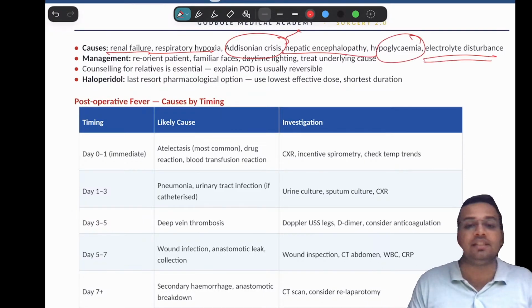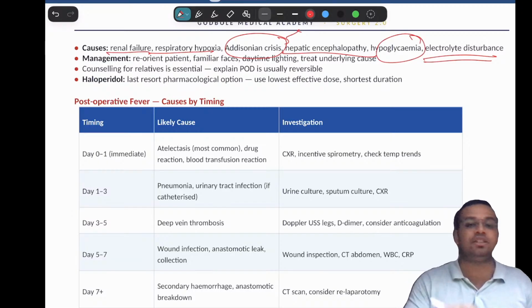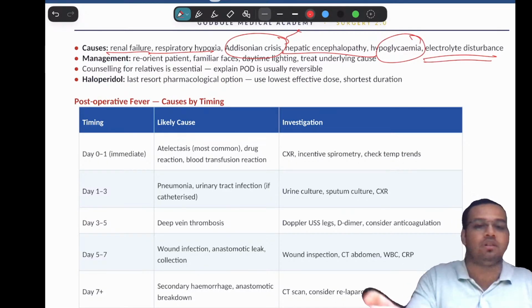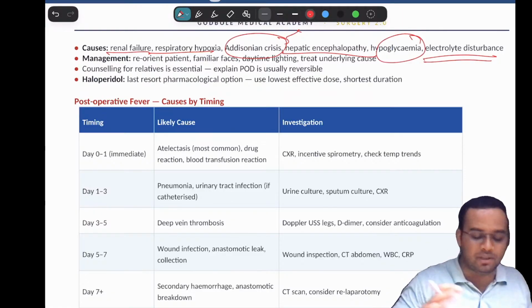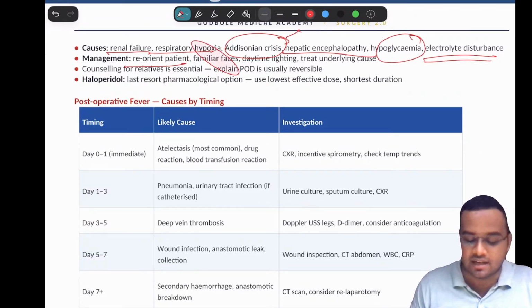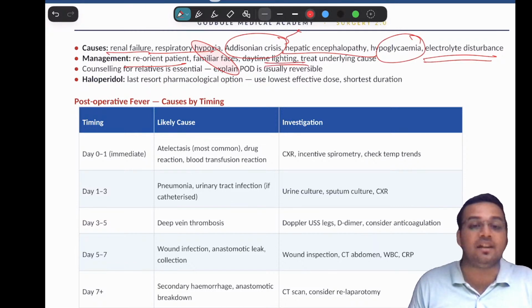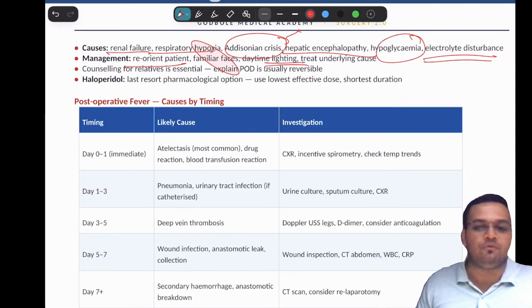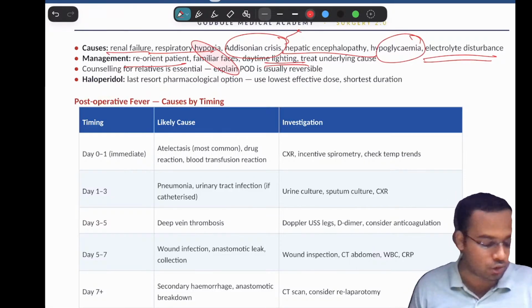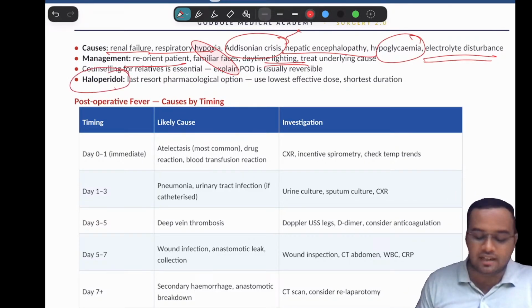So these are reasons which can be correctable, and within a fraction of seconds the patient is going to recover. So always look for any organic cause before labeling the patient as post-operative delirium, and reorient the patient, bring familiar faces in front of the patient. The patient should always be in a lighted room. If you keep the patient in a dark room for long, the patient is more prone to developing post-operative delirium, and haloperidol is the last resort.